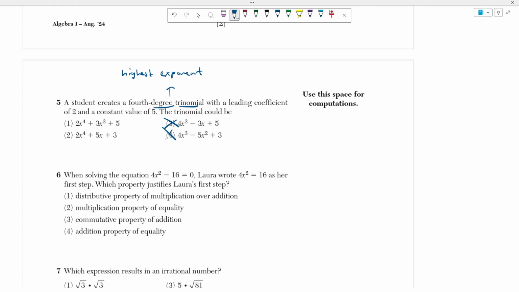So choice 3 and 4 are out because the biggest value of the exponent for choice 3 is 2 and the biggest value of the exponent for choice 4 is 3, right? Only 1 and 2 have their biggest exponent, or the biggest power that they're being raised to, to the power of 4, so they are 4th degree trinomials.